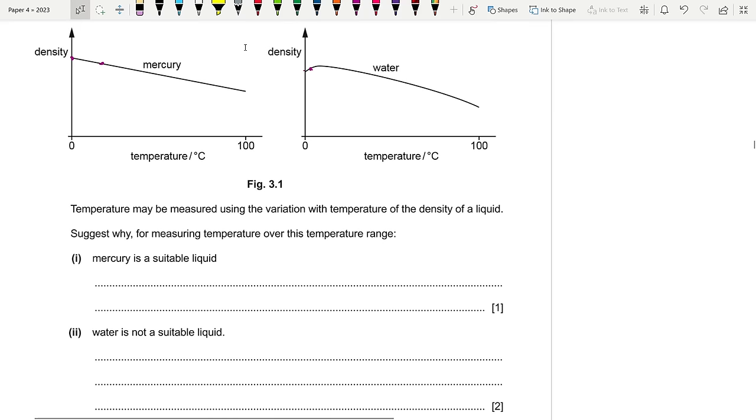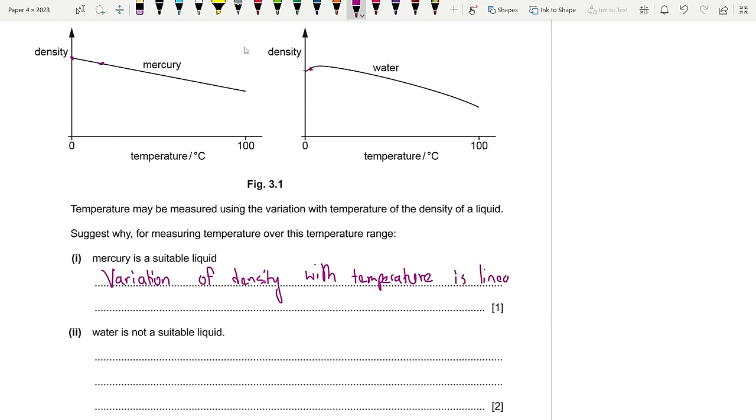So why is mercury suitable? Firstly, the variation of density with temperature is linear. Fine. Or you could state that each temperature has a unique value of density. That's an important point that you can highlight.